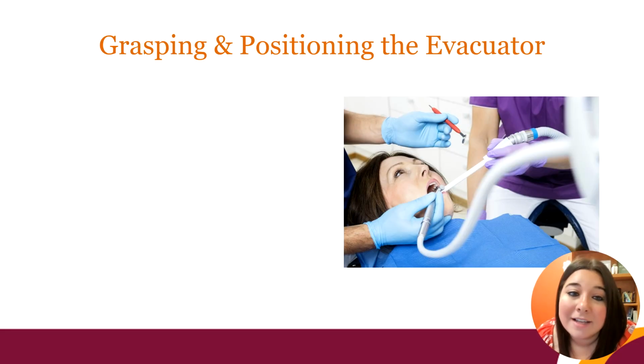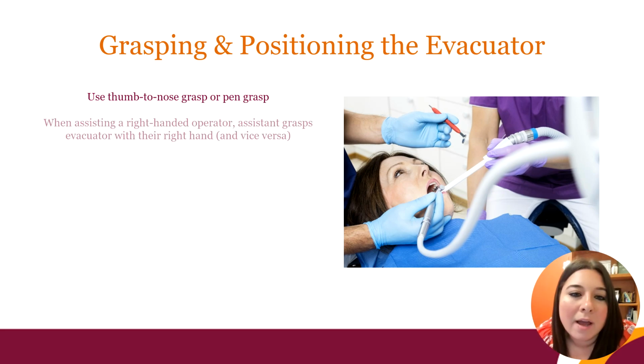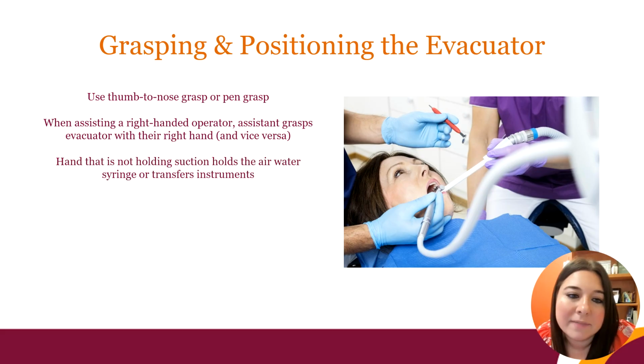So next, we're going to discuss how to properly grasp and position the evacuators. You want to use a thumb to nose grasp, holding it like this, or a pen grasp, where we're almost holding it similar to a pen position, just like in that picture there. When assisting a right-handed operator, the assistant grasps the evacuator with their right hand and vice versa. Left-handed, the assistant grasps with their left hand. The hand that is not holding the suction holds the air water syringe or is transferring instruments. So you should always have something going on with both your hands.